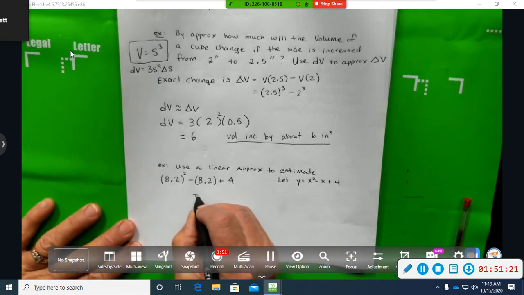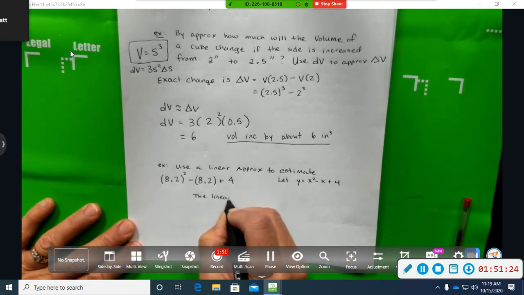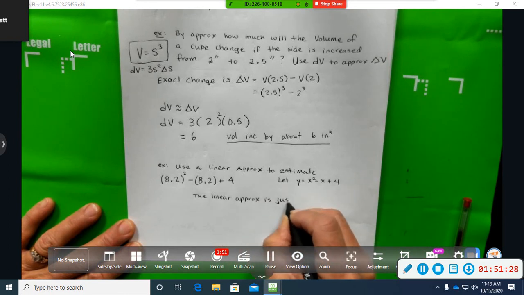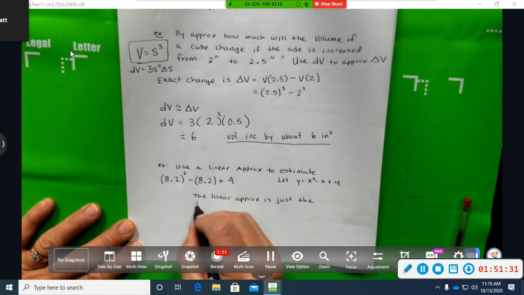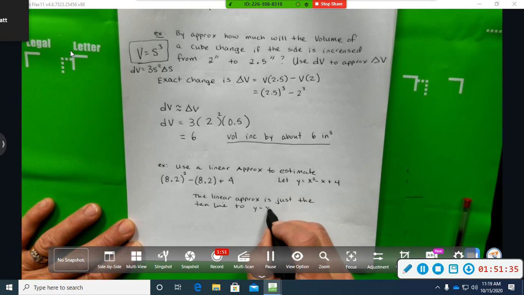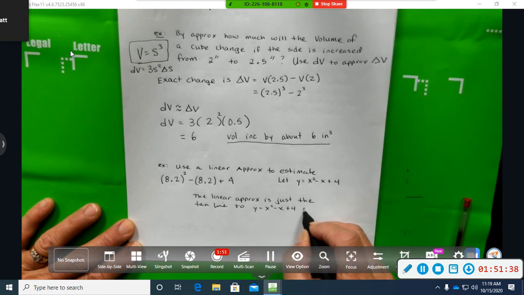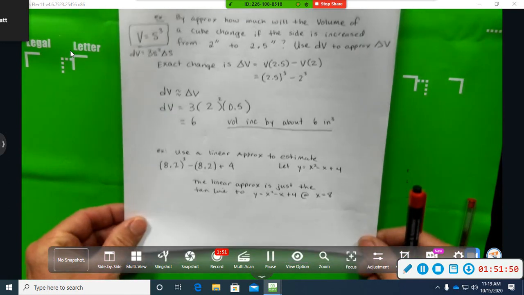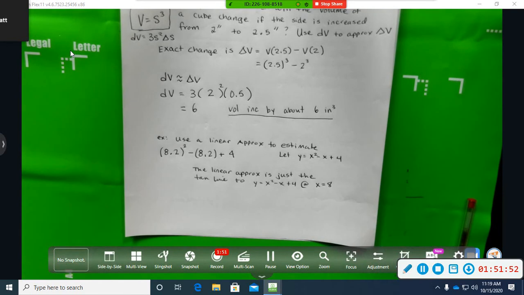So the linear approximation is just the tangent line to this function at the point where x is 8. So nice nearby number. So that's kind of a quick problem. You can write the equation of the tangent line to that real quick. Y prime is just 2x minus 1.